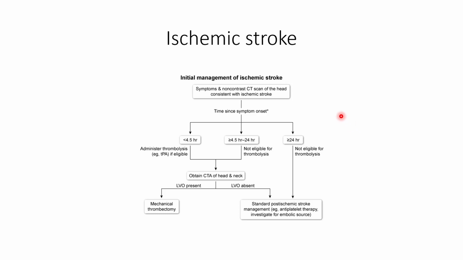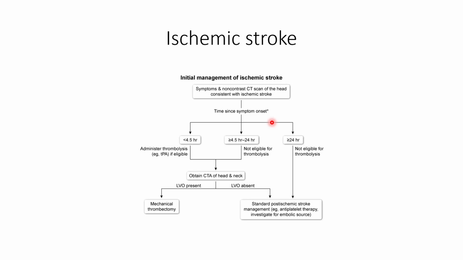The next thing you have to do is a non-contrast CT scan of the head. If I do a non-contrast CT scan of the head, we get hypodensity over the affected area. If we get hypodensity over the affected area, at that time we get confirmation that this may be a case of ischemic stroke, and we have to look at the time of symptom onset.